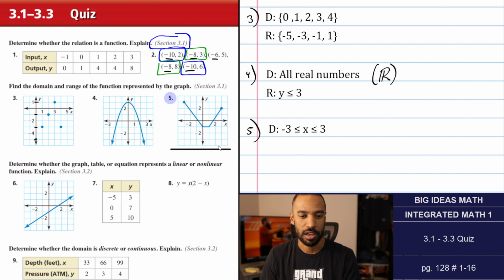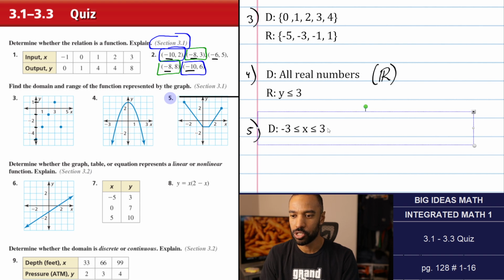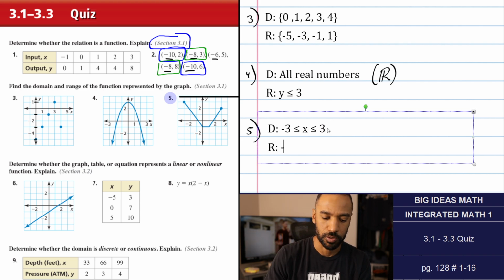So my sensor goes off once again. Beep. All the way from -1 up to 3. So as far as this goes, the range, y goes from -1 to 3 on y.